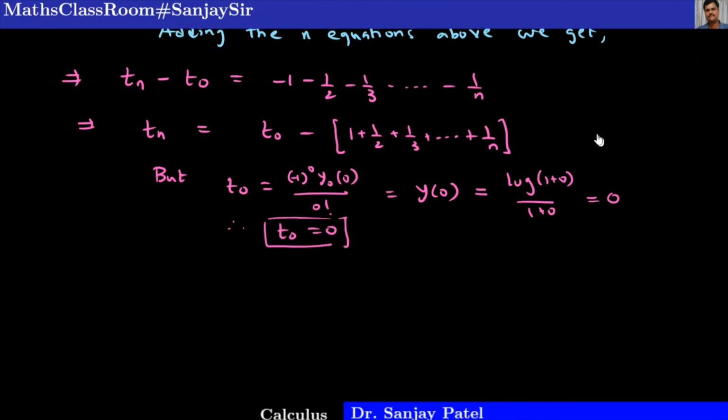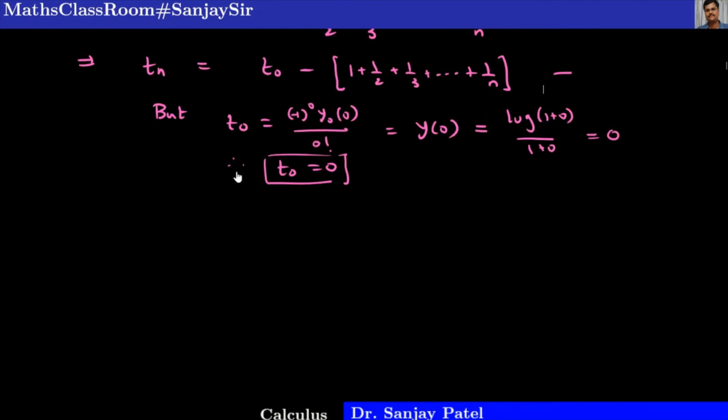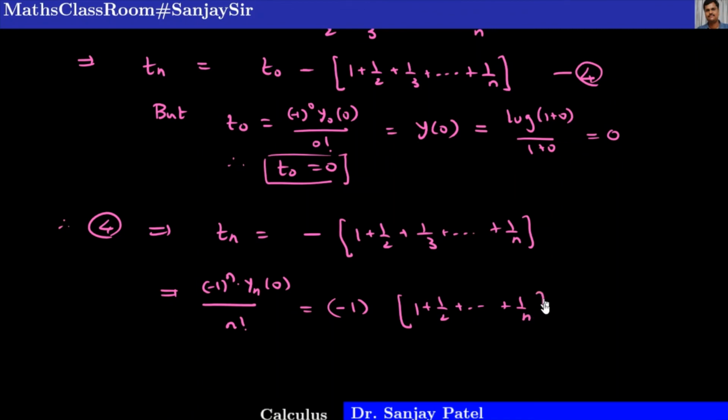Putting this value here in this result number 4, what we get is this. So 4 implies Tn is simply minus 1 plus 1 by 2 plus 1 by 3 up to 1 by n. Now what is Tn? Tn is nothing but minus 1 raised to n into yn of 0 upon n factorial, and that is equal to minus 1 times 1 plus 1 by 2 up to 1 by n.